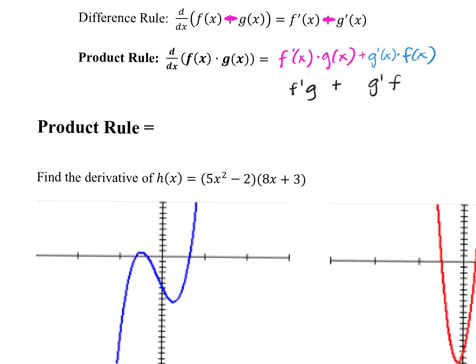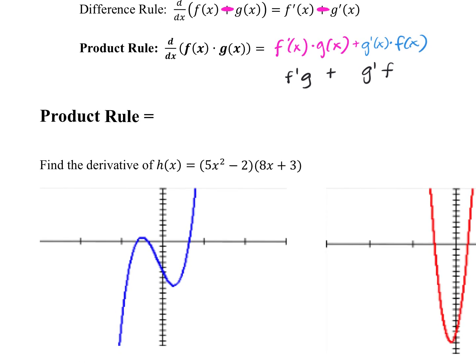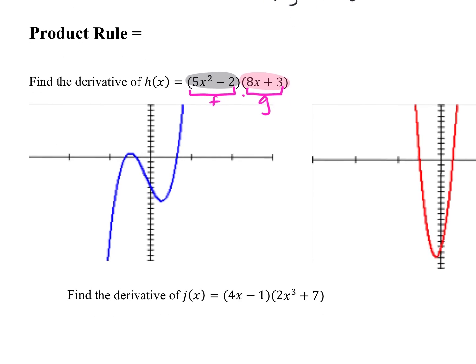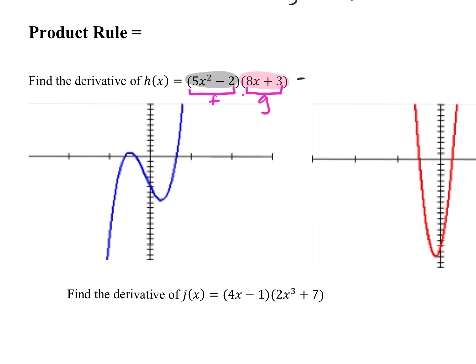Okay, so let's go take a peek at this function right here. Do you agree I've got one function times another function? When they're being multiplied, in order to take that derivative, I'm actually going to write it underneath it. This is the first function. This is the second function. Let's go apply that fig plus gif on it.